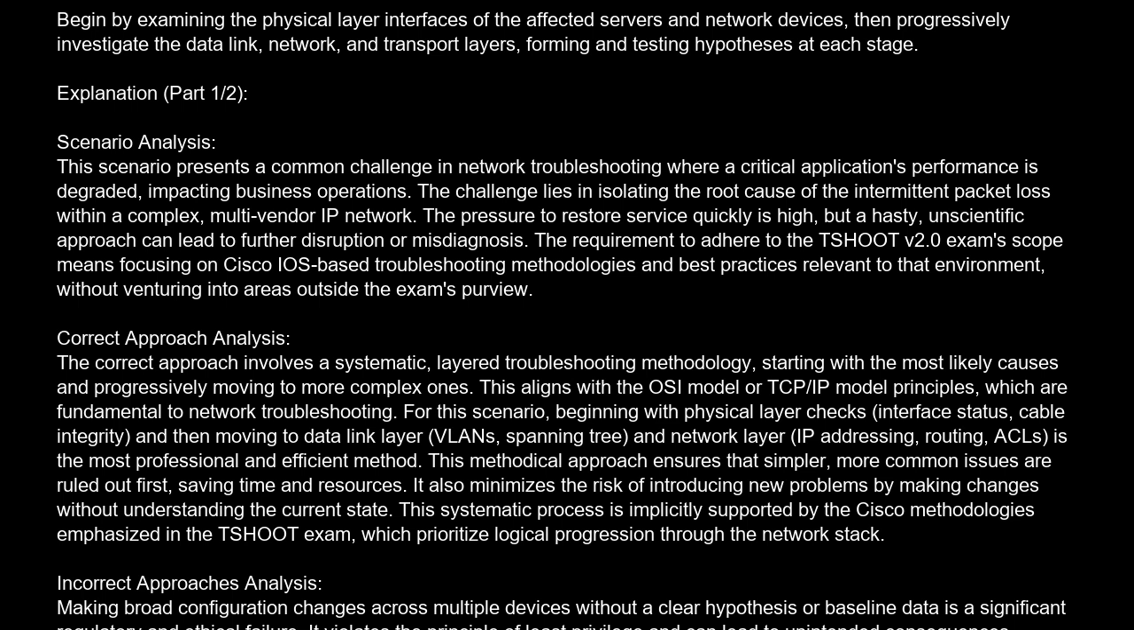This methodical approach ensures that simpler, more common issues are ruled out first, saving time and resources. It also minimizes the risk of introducing new problems by making changes without understanding the current state. This systematic process is implicitly supported by the Cisco methodologies emphasized in the TSHOOT exam, which prioritize logical progression through the network stack. Incorrect approaches analysis.